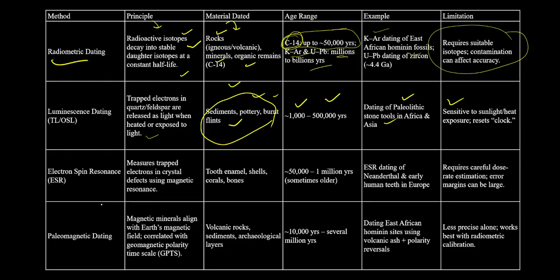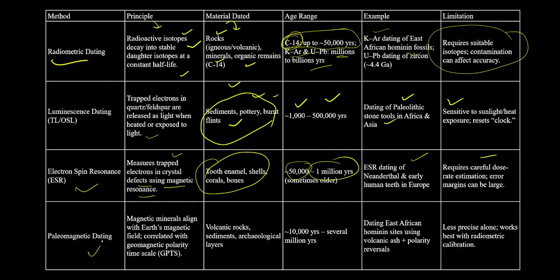Okay, then electron spin resonance. It measures the trapped electrons in crystal defects using magnetic resonance. These materials can be dated: tooth enamel, shells, corals and bones. Age range from 50,000 to 1 million years. Okay, for example, ESR dating of Neanderthal and early human teeth in Europe. This requires careful dose rate estimation. Error margin can be large in this method.